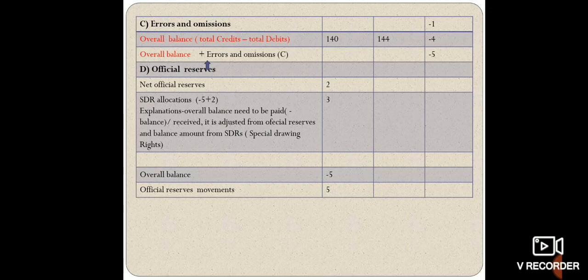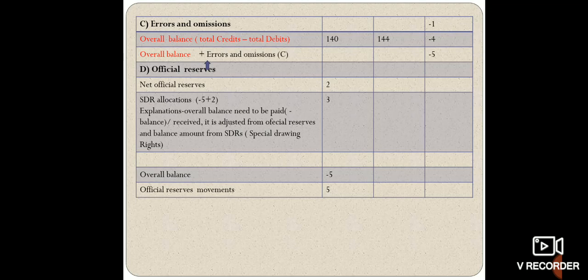So -5 means that amount is the deficit one and we have to pay, correct? So under the official reserves, the net official reserves the country has is only 2, and SDR allocations, okay, special drawing rights allocations we have, that is 3. Here is the explanation about this. The overall balance to be paid is 5, and we have only 2 in our official reserves, and the remaining balance should be managed by some of the credits or from the loans from the international financial institutions.